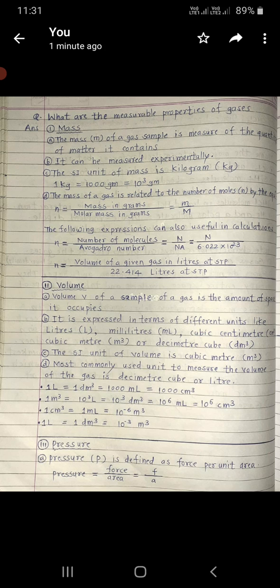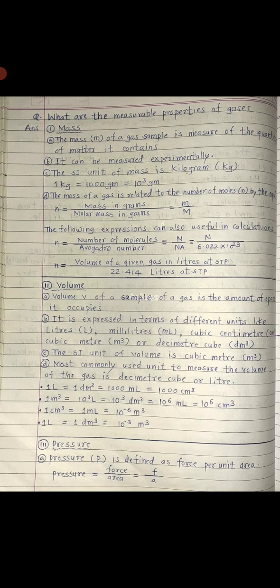Now, the third measurable property, that is pressure. Pressure P is defined as force per unit area. This is the definition of pressure. That is, pressure is equal to force upon area, P is equal to F upon A.